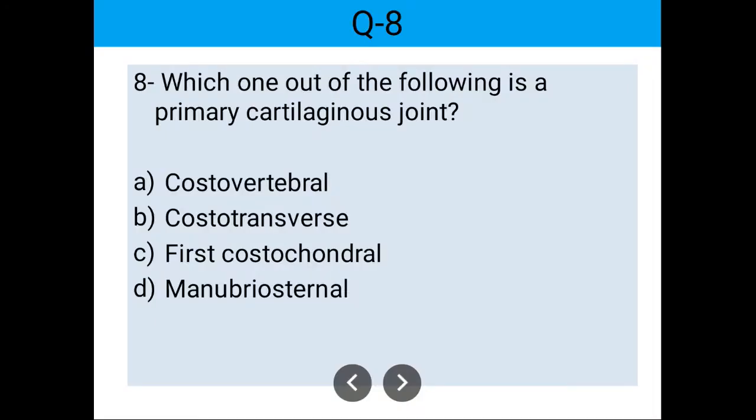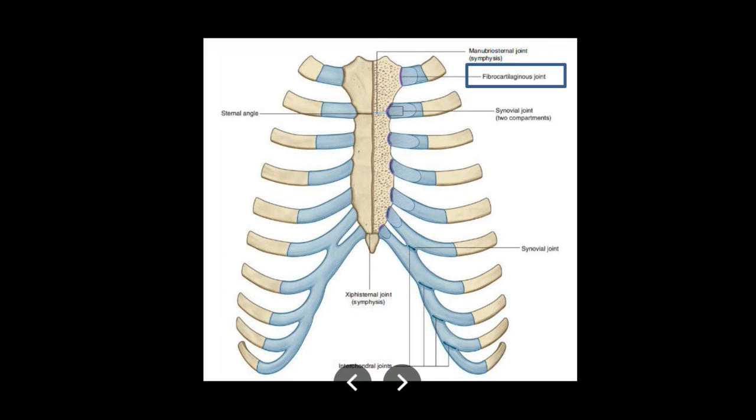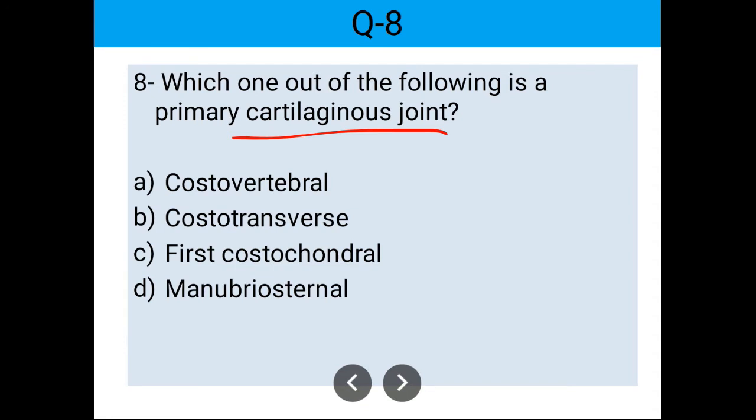Next we go to question number 8. Which one out of the following is the primary cartilaginous joint? The cartilaginous joint we are talking about is the primary one. So here we see the first rib and its costal cartilage, which is not a fibrocartilaginous joint. So that is the correct answer here, C, the first costochondral joint.